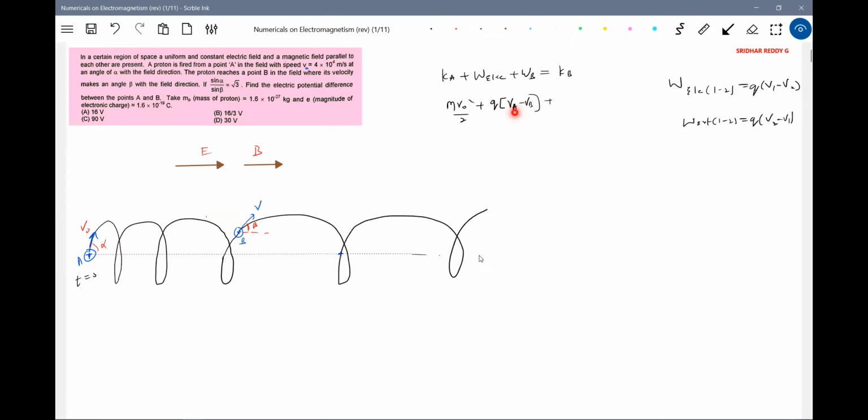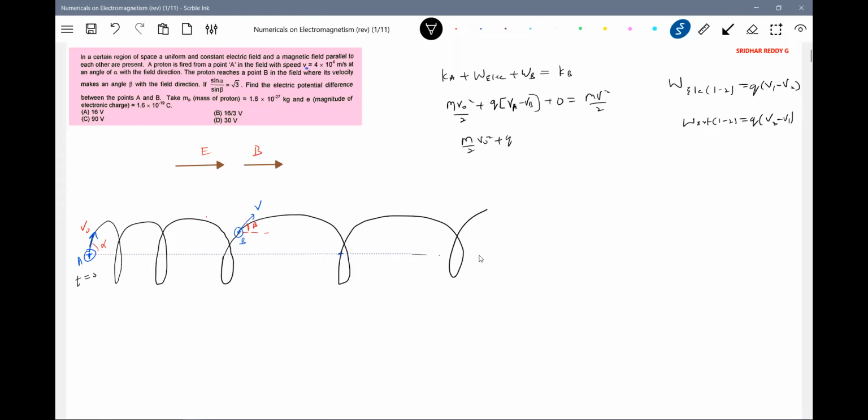VA, VB are potentials. That potential difference is what is being asked here. So the work done by the magnetic field should be 0. Then the kinetic energy at that particular point. We know V naught is asking to get that delta V. The potential difference is what I'll write, M by 2 V naught square.